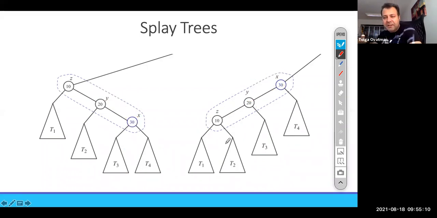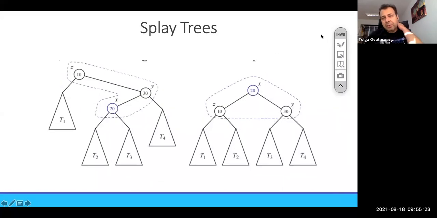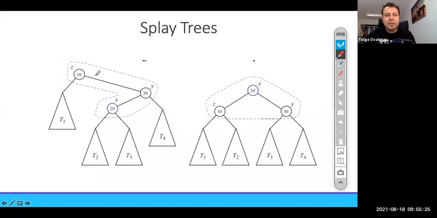Actually, it's done by rotating, but you rotate in a different manner. You make a double rotation instead of a single rotation in here. And another splay operation is a zigzagging. So you get a structure like this, a pattern like this.